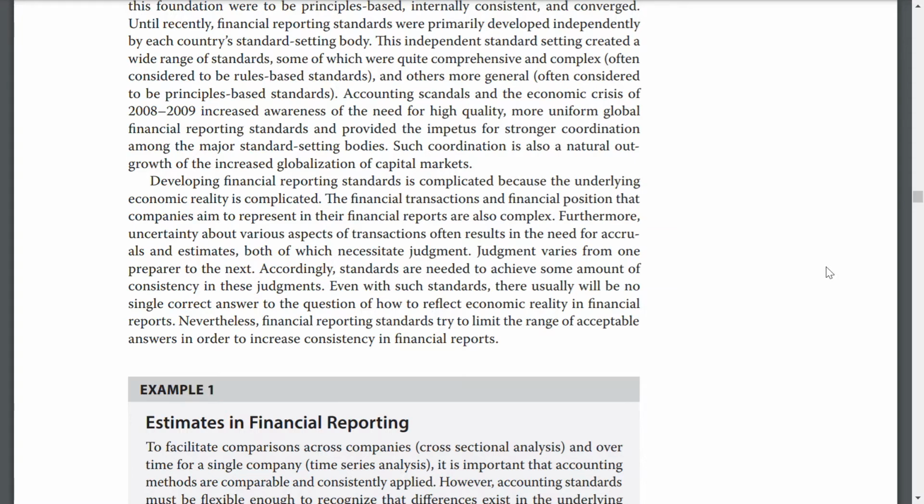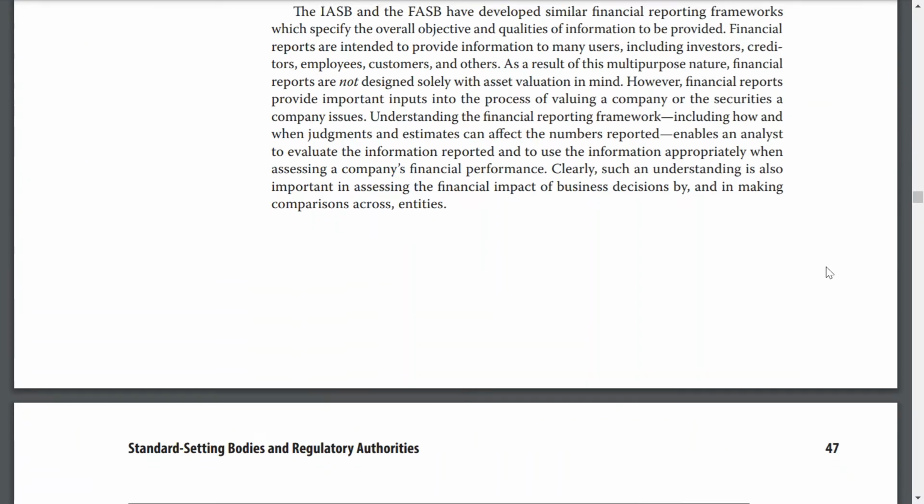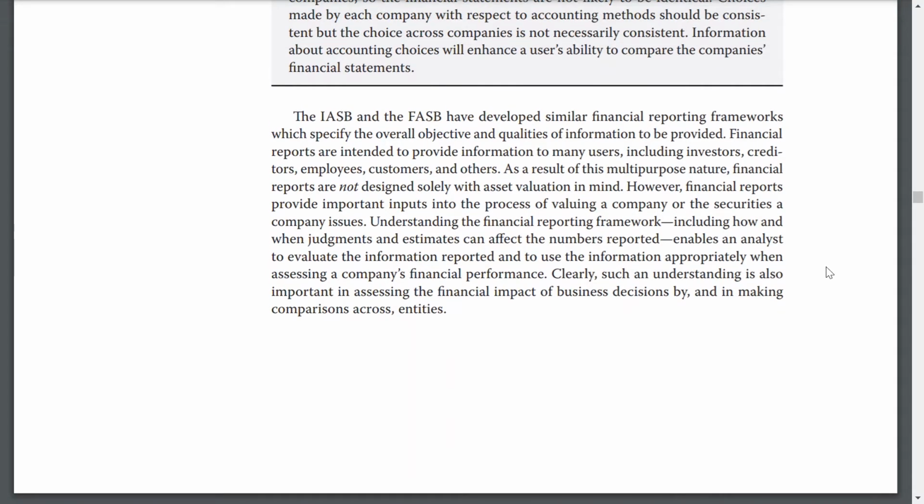The IASB and FASB have developed similar financial reporting frameworks which specify the overall objective and qualities of information to be provided. Financial reports are intended to provide information to many users, including investors, creditors, employees, customers, and others. As a result of this multi-purpose nature, financial reports are not designed solely with asset valuation in mind. However, financial reports provide important inputs into the process of valuing a company or the securities a company issues.